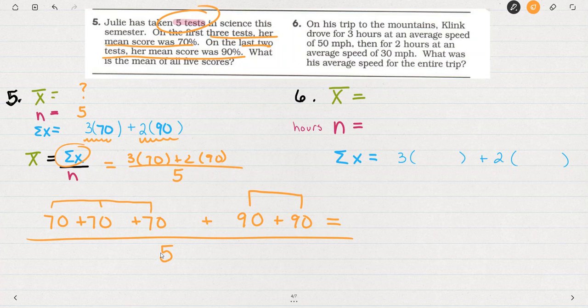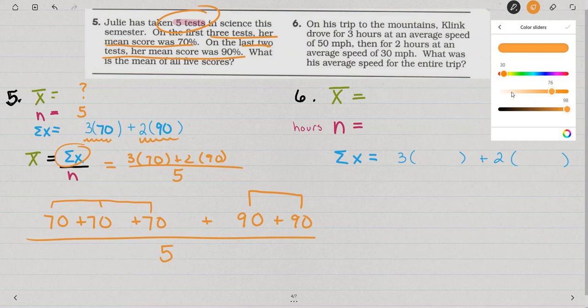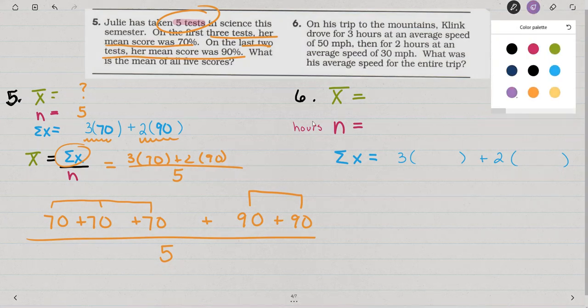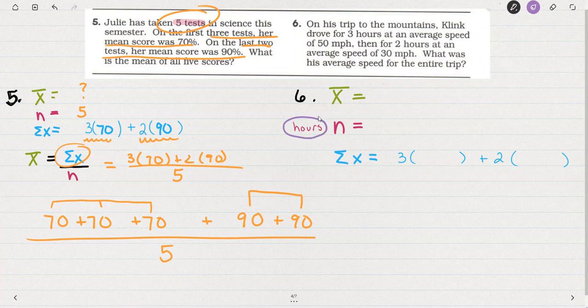Let's look at number 6. It's really quite similar, using the same process. Understanding the problem, we've got that on his trip, Clink drove for 3 hours at an average speed of 50 miles per hour. So this helps me understand that n, in this case, is going to be the number of hours. N is going to be represented by hours.